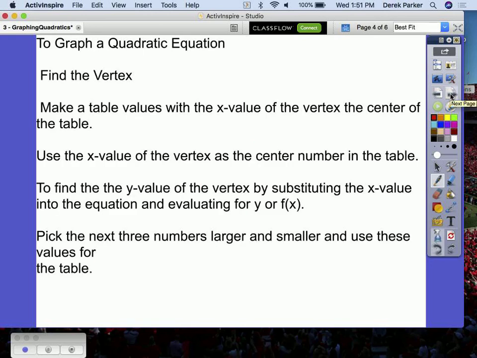To graph a quadratic equation, first step, find the vertex. Second step, make a table of values with the x value of the vertex in the center of the table. It just makes it easier that way. Find the y value of the vertex by substituting the x value into the equation and evaluating for y or f of x. Now pick the next 3 numbers above and below and use that to help graph.